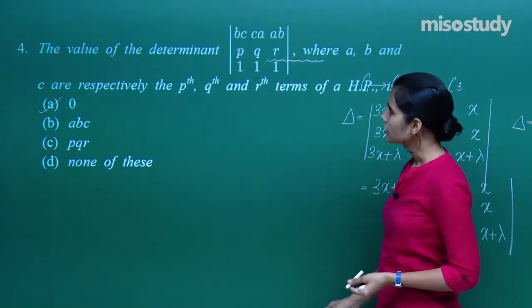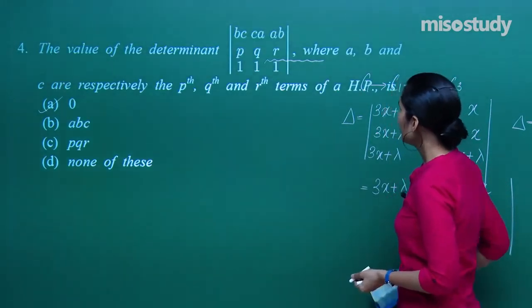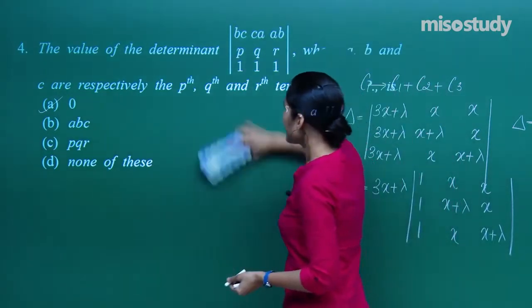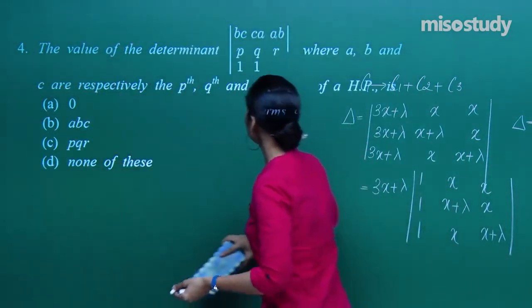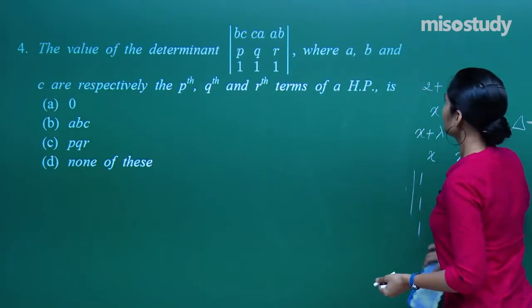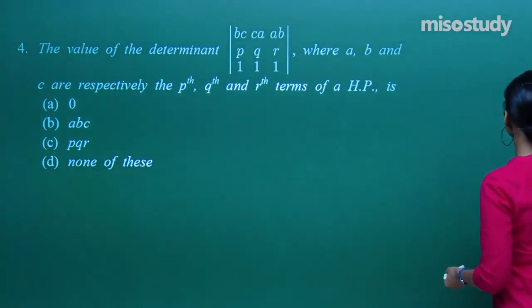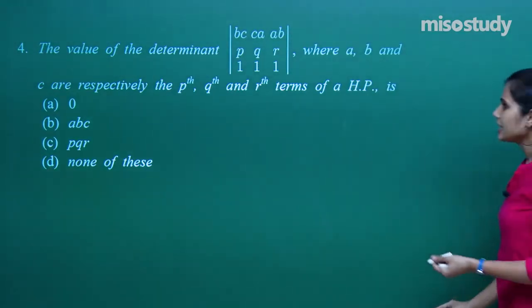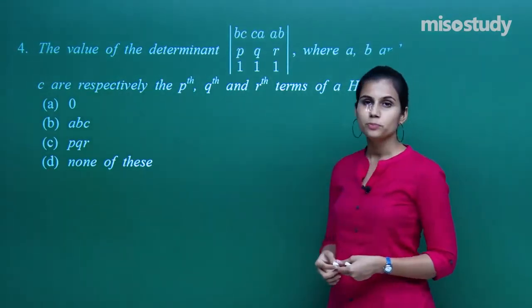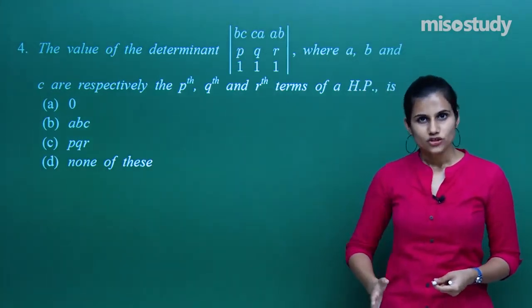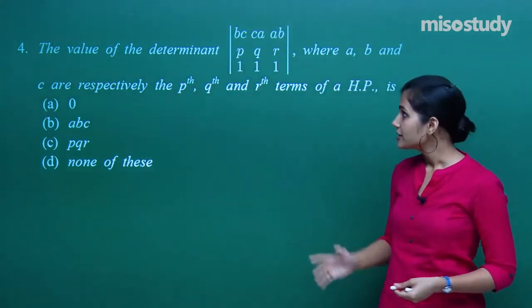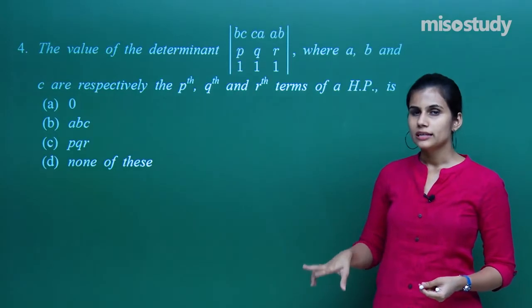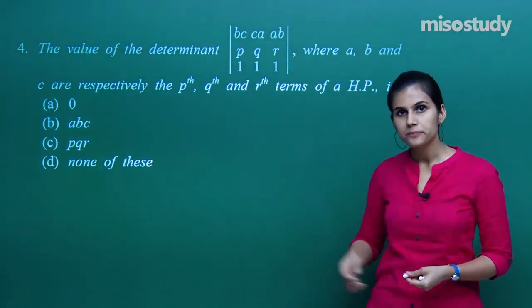Next you have question number 4. The value of this particular determinant where a, b, c are the pth, qth and rth terms of a harmonic progression. If a, b, c are the pth, qth and rth terms of an HP, then their reciprocals are the pth, qth and rth terms of the corresponding AP.